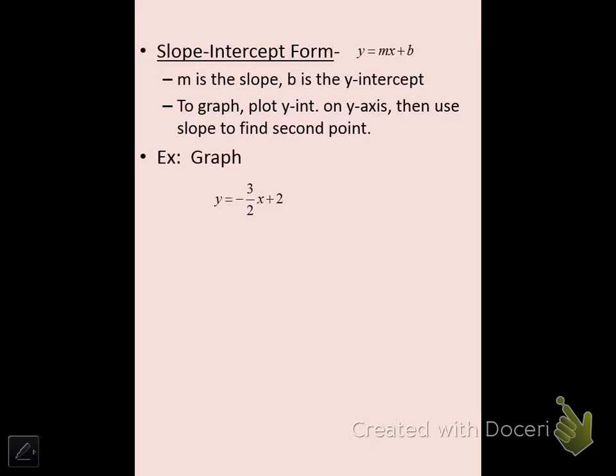Slope-intercept form is going to be in the form of y equals mx plus b, with m being the slope, b being the y-intercept. By graphing, you want to plot the b first on the y-axis, and then you're going to move the direction of the slope.